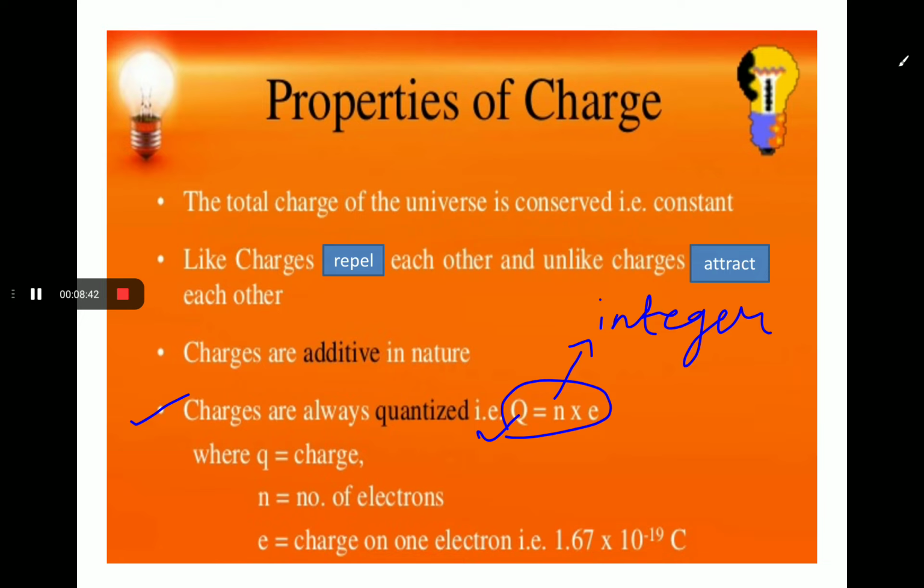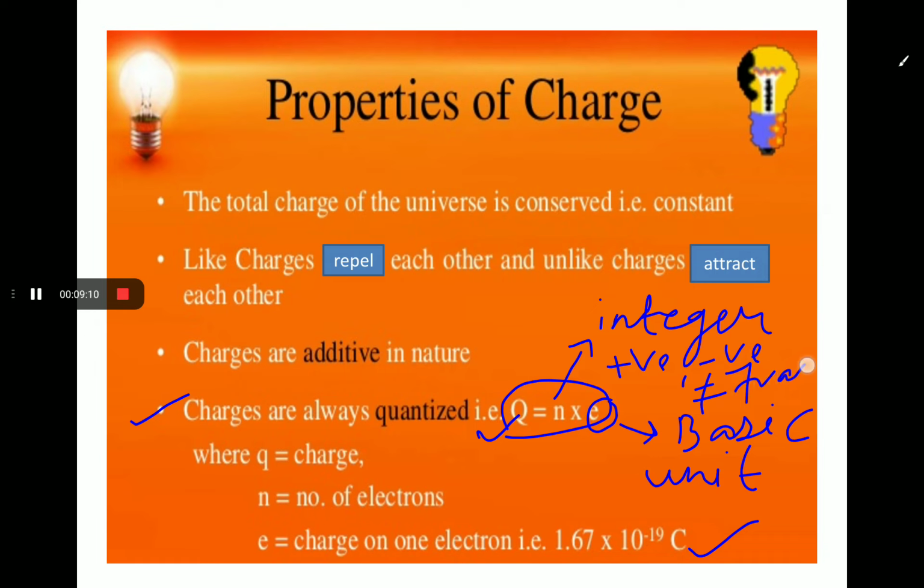Charge is an integral multiple of the basic unit of charge. Here e represents the basic unit of charge, and the value of the basic unit of charge is 1.6 × 10^-19 coulomb. That is the basic charge of an electron. And n is an integer. It can be either positive or negative, but it cannot be a fraction. So, by using this formula, we can calculate the total amount of charge present in a body.